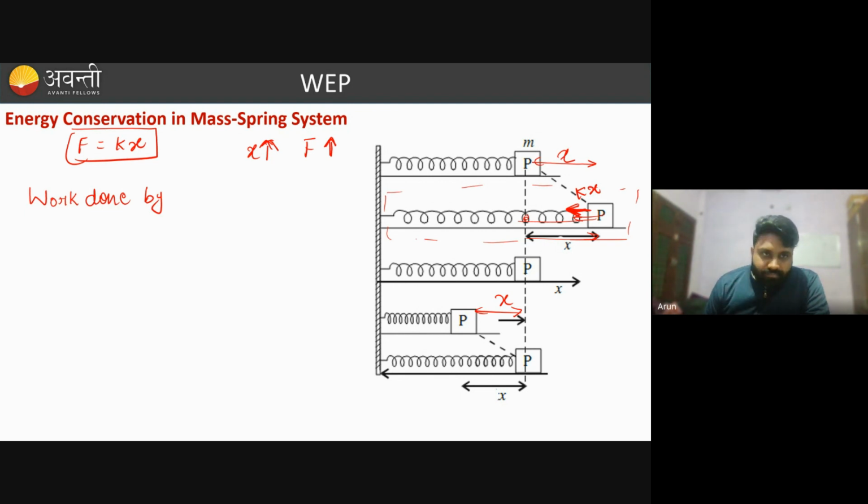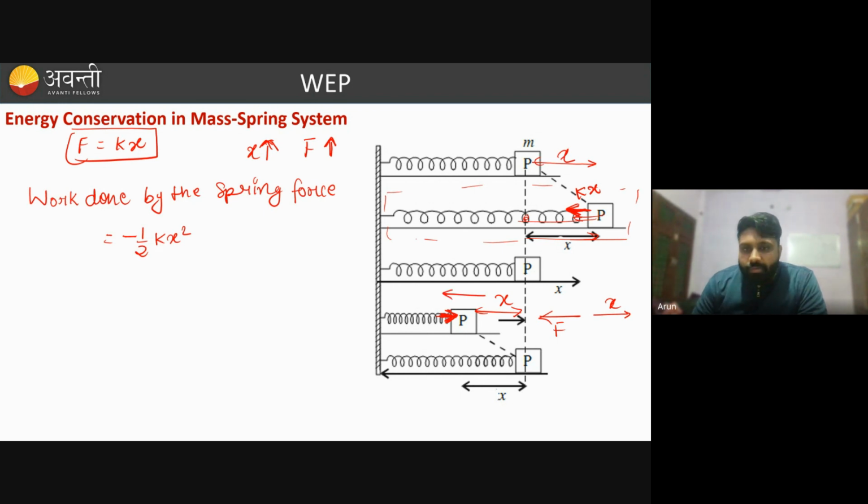So work done by the spring force is equal to minus 1 by 2 times kx square. Why is it minus? Because the spring force is applied in the opposite direction to the displacement always. If you try to compress it, then it will try to elongate the spring. So kx would be applied in this direction, but the displacement we have made is in the opposite direction.